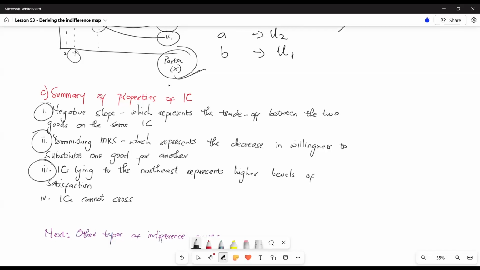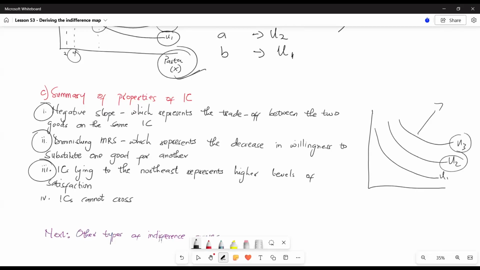Then the next property of indifference curves that we have looked at is that indifference curves lying to the northeast represent a higher level of satisfaction. So if we draw our indifference map, we see that this is U1, this is U2, this is U3. Any indifference curve going to the northeast represents higher levels of satisfaction. Therefore, U3 is preferred to U2 and U2 is preferred to U1.